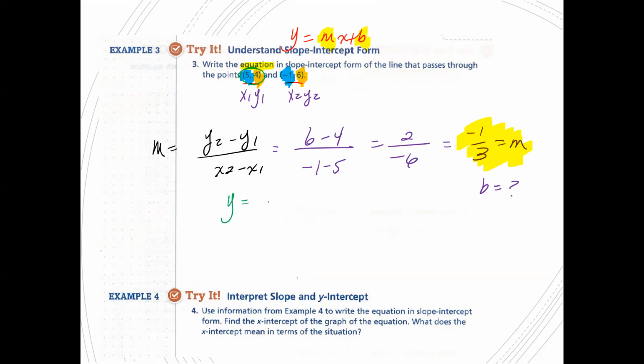So I have y equals mx plus b. My point here is 5, 4. And I also know that my slope is negative 1 over 3. So x is 5, y is 4. So 4 equals m, which is negative 1/3, times x, which is my 5, plus b.